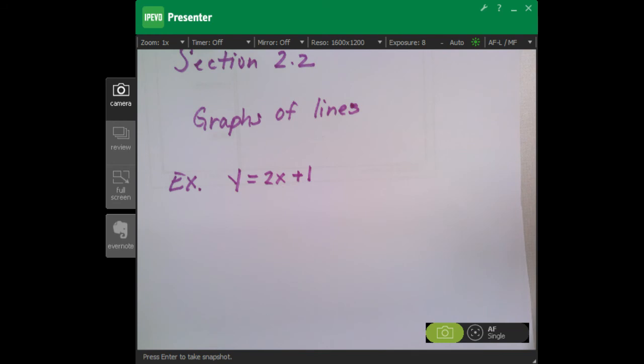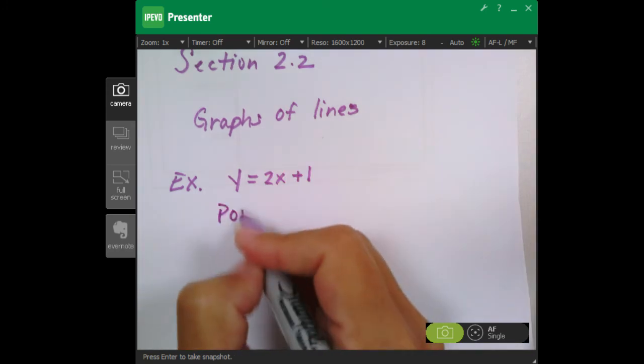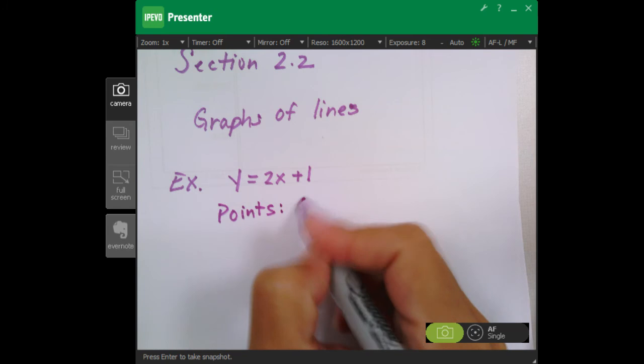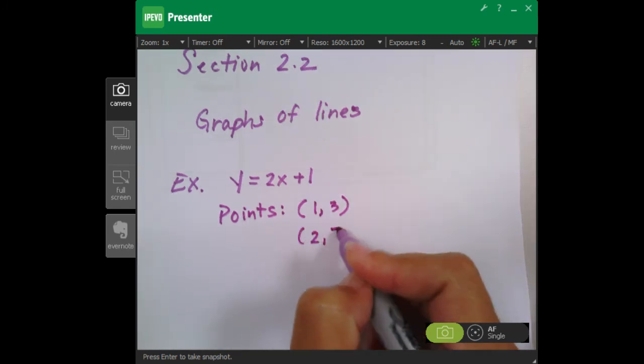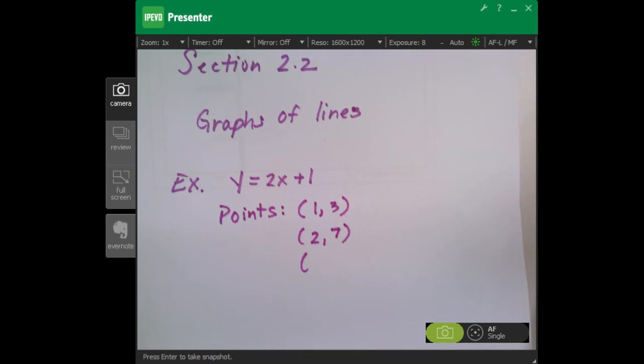What I want you to do is determine if certain points are going to be on the line. For example, if you're given a list of points, these are the points you're going to choose from. We want to verify which of those points actually lie on the graph, or basically are solutions for the equation.